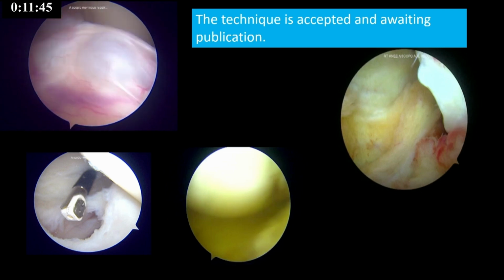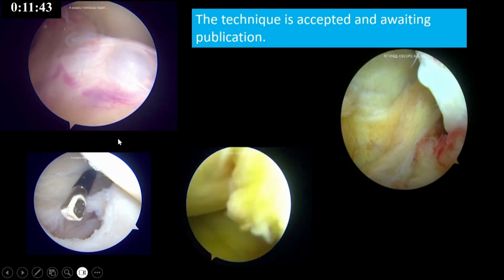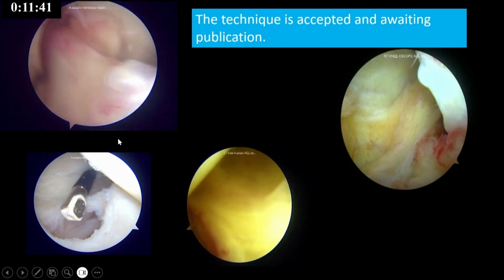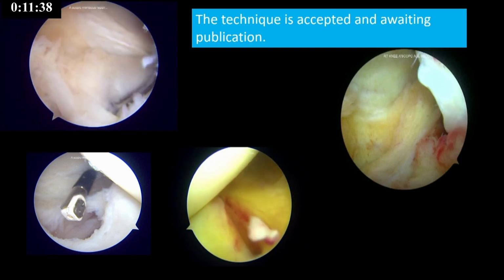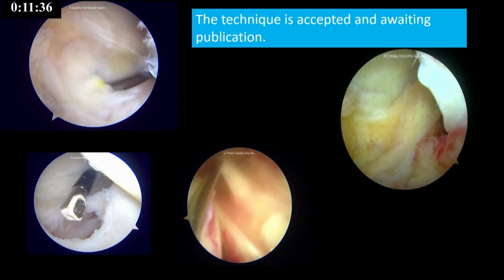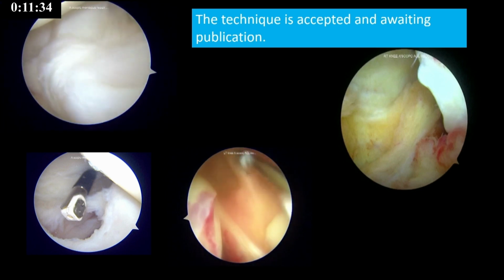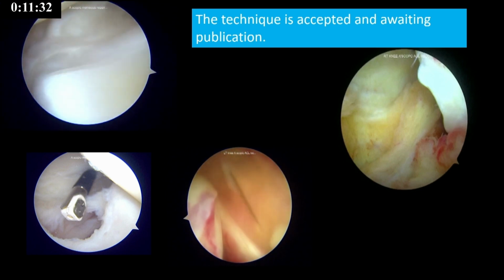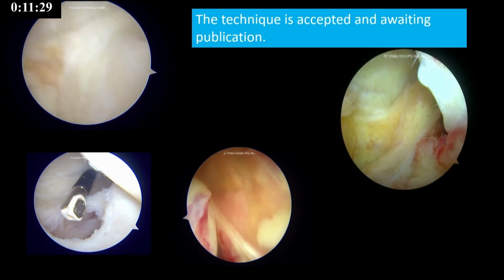So taking this into consideration, we thought, why not attach this posteromedial capsule and treat it as a Bankart's, and we developed a technique. So this is our technique for repair of ramp lesion, which has been accepted by Arthroscopy Techniques and will soon be published. So that's a ramp lesion. The superior surface of the meniscus looks intact.